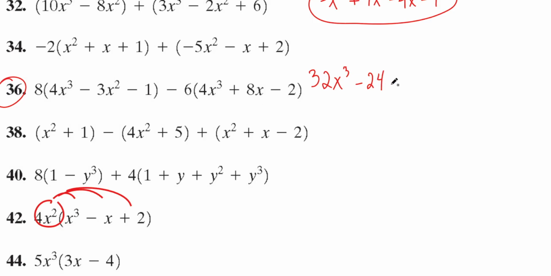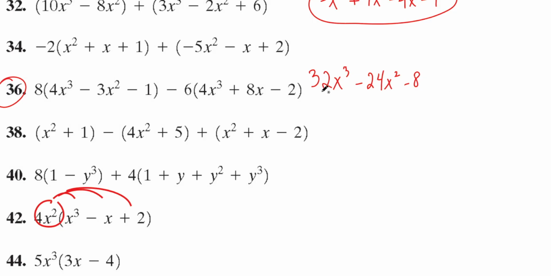24 what? X squared. Good. And then 8 times negative 1. Negative 8 or minus 8. Everybody good? Yeah, we just multiplied everything by 8. Not that hard. Right here, now you got to be a little careful with this one because it's a negative, all right? It messes a lot of people up.